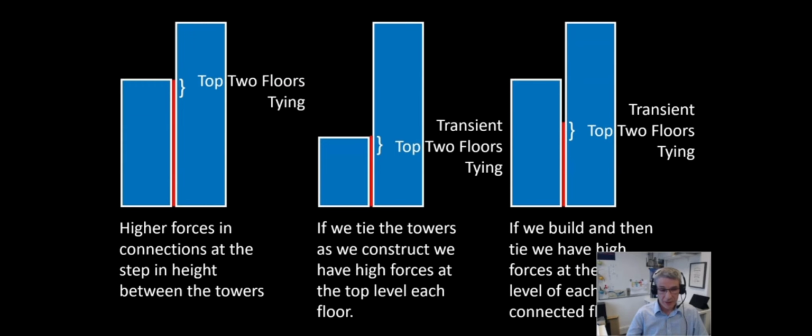When the buildings are complete, we have these higher forces in the top couple of floors. If we tie the towers as we construct, we have high forces at each new top level. So this is a transient tying issue. This would be a very inefficient solution as each connection is designed for high temporary forces rather than the much lower permanent forces. If we build the two towers full height and then connect them, we have a variation of this transient force.